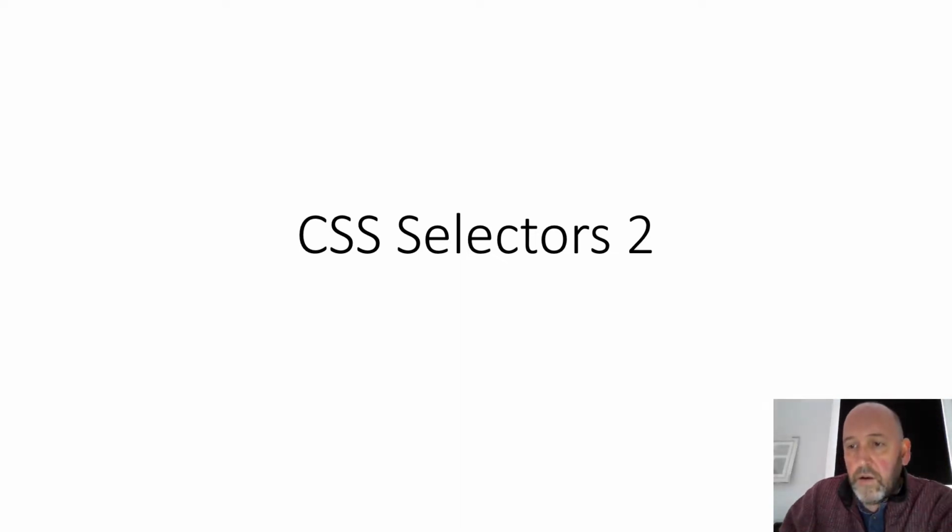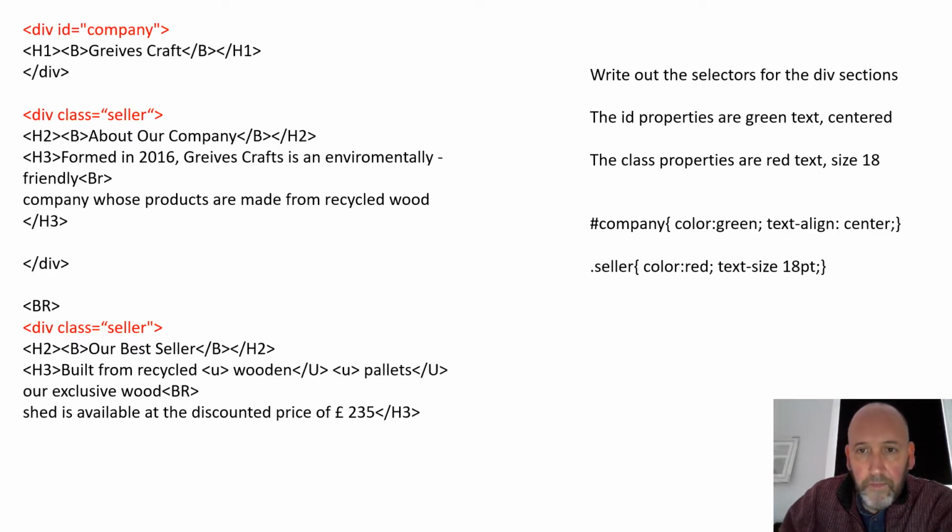CSS Selectors 2. Now, write out the selectors for the div sections. So let's have a look. The ID properties are green text and centered, and the class properties are red text, size 18.